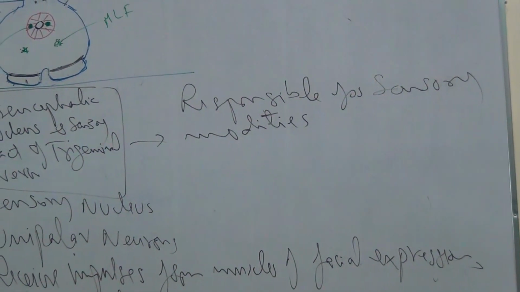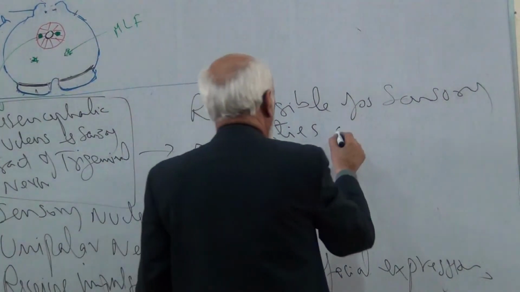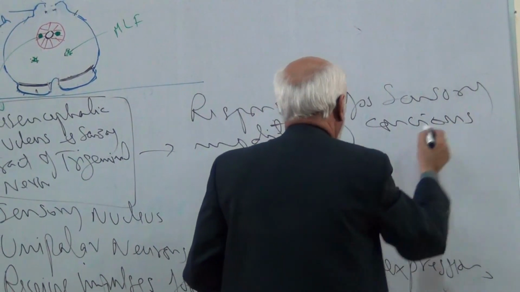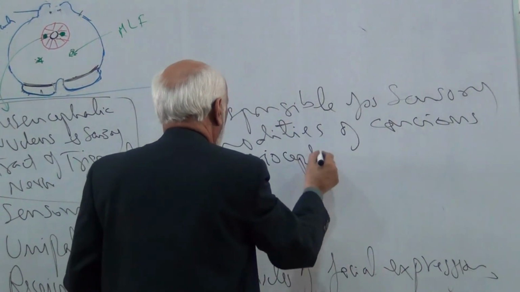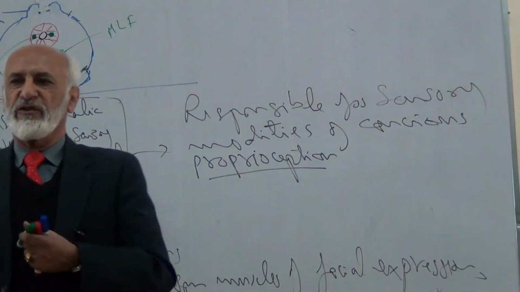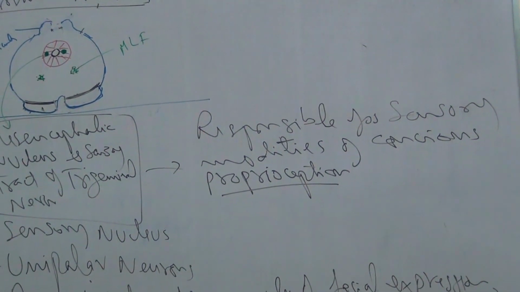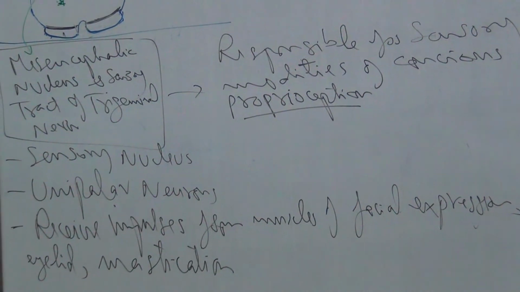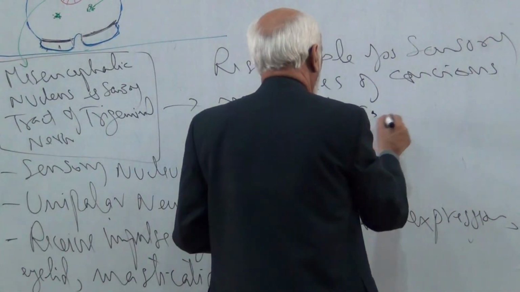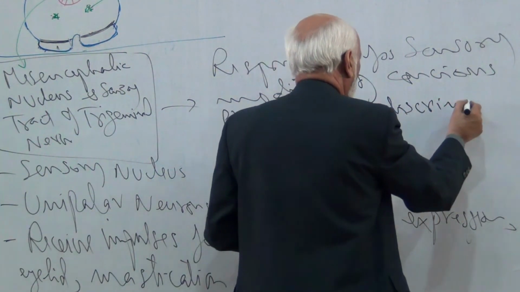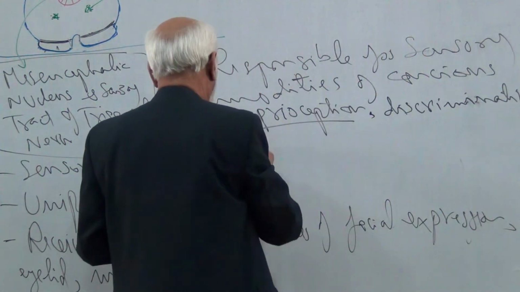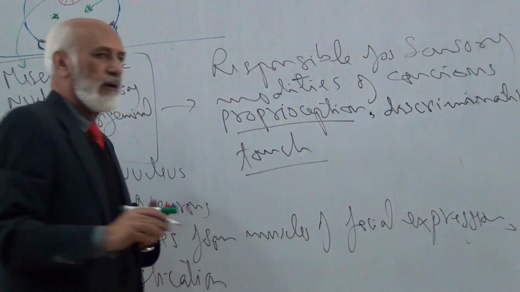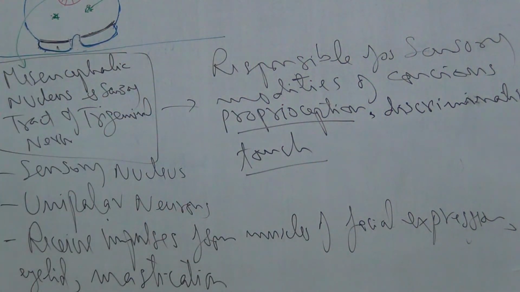It is responsible for the sensory modalities of conscious proprioception, that is, sensations from the joints, ligaments, tendons, muscles, etc., for discriminative touch, and for vibration sensation.